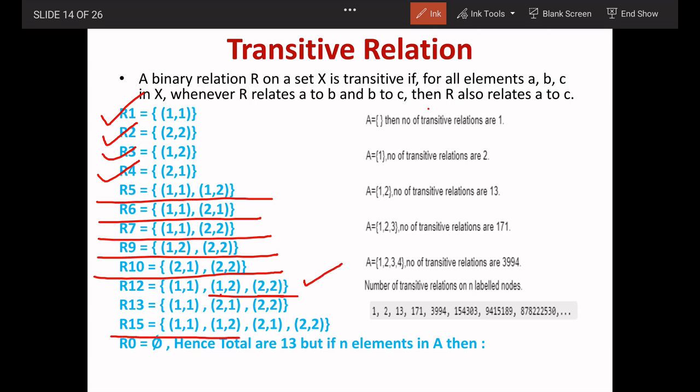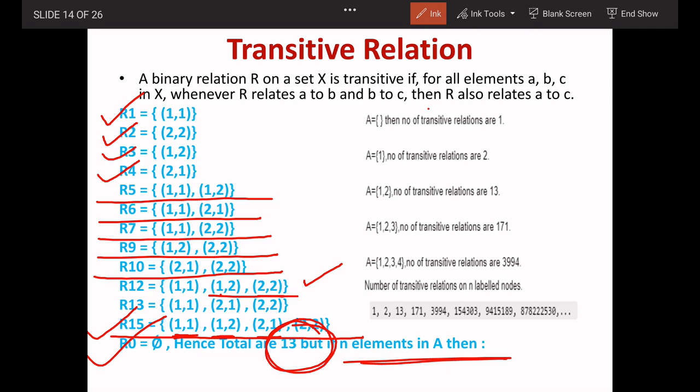This is very important. The last one is very important. So you can see (1,2) and (2,1) belong to R, so (1,1) also belongs to R. Okay, 5 is also a transitive relation. So the total number of transitive relations is 13. Now the question is, if there are n elements, then how many transitive relations are there?